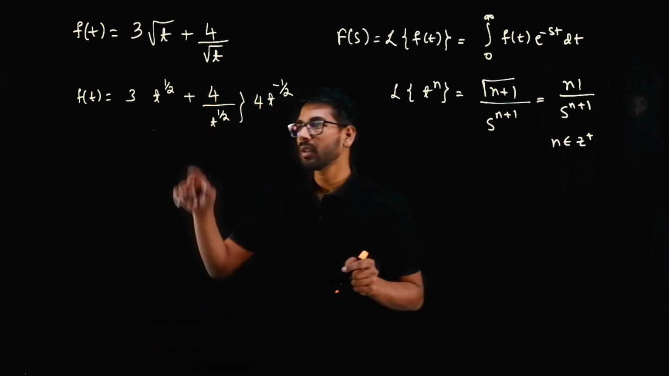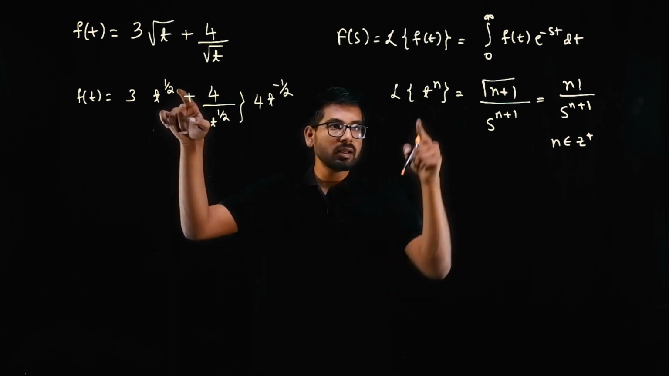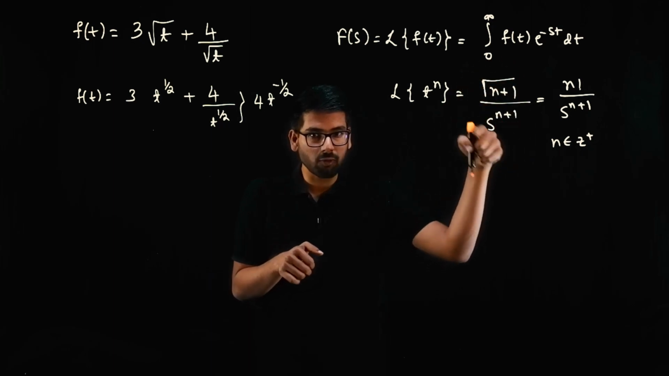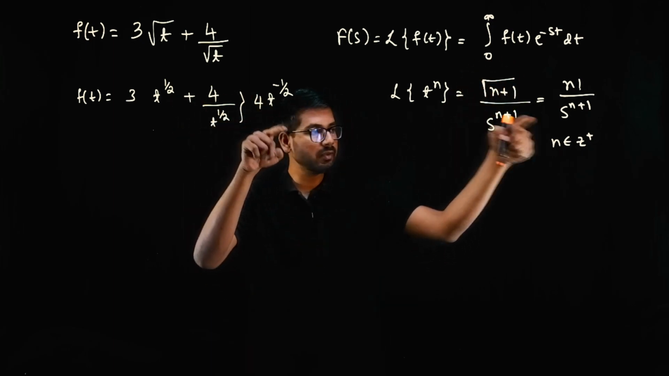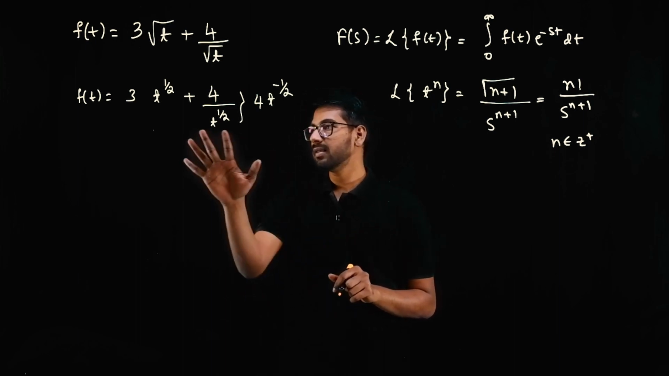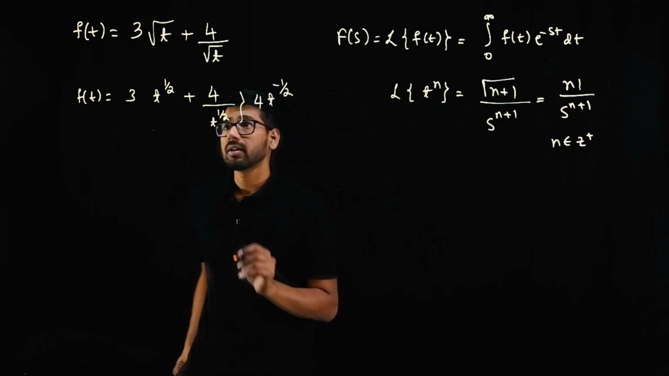Okay, so in this case, for t to the power n, we have fractions. So if we have fractions, this is the general formula. If we have positive integers 1, 2, 3, 4, then n factorial by s power n plus 1 is the formula. Okay, so it's very simple. We already simplified the given question.